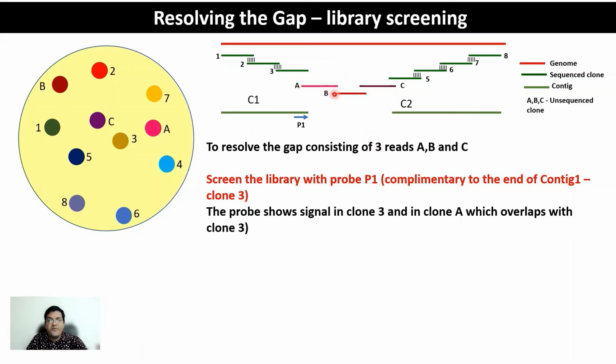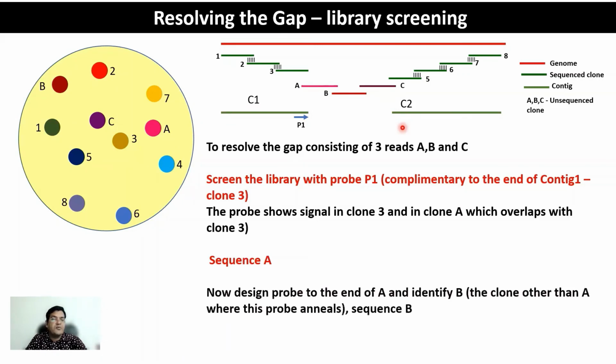So once you have sequenced A, B, and C, you will be able to bridge the gap between Contig 1 and Contig 2. So here you are, you sequence A. After you've sequenced A, you repeat the experiment to identify B, and then you repeat the experiment again to identify C. You keep repeating this until the gap is sealed.